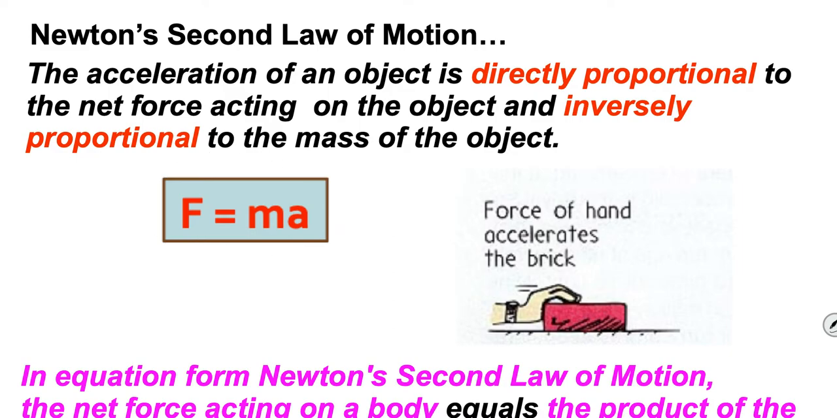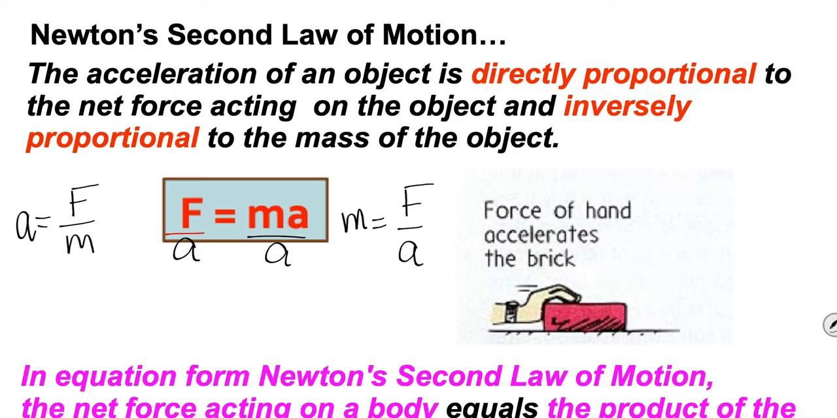Okay, and we can also rewrite that if we wanted to. We can solve for acceleration by dividing by the mass. So acceleration equals force over mass. And maybe we don't want that equation. Maybe we just want to solve for the mass, so we can divide by acceleration. Okay, and so mass is equal to force over acceleration. And you can use any variant of the equation there that you would like to.